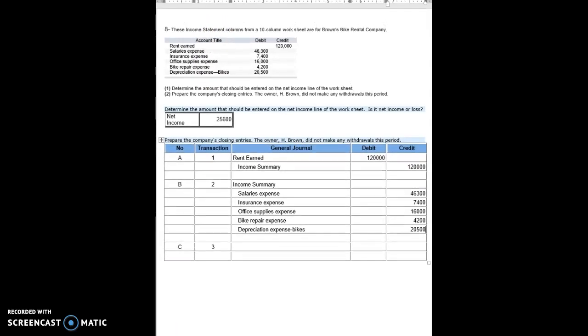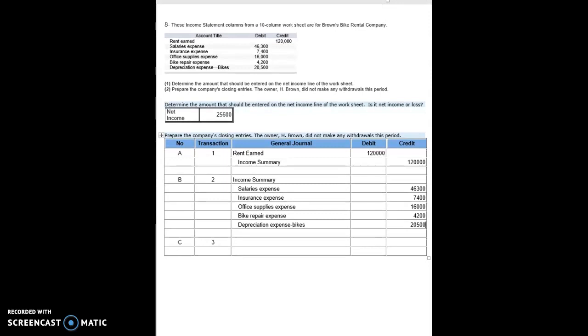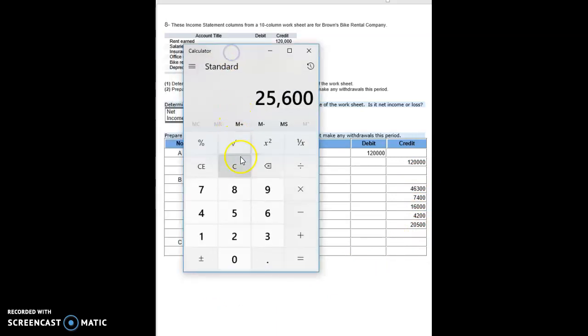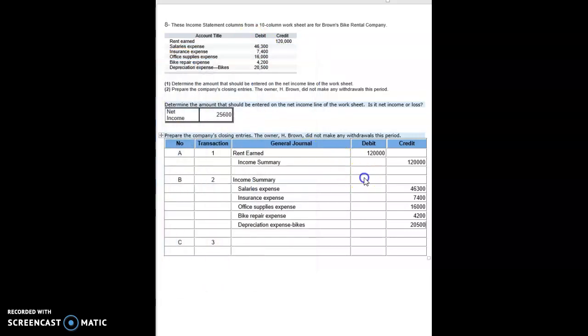So that's going to give us our balance in the account for income summary. So we're going to have a credit of $120,000. Now we're going to add up these amounts to figure out how much we put in that income summary account. So let's add them up. We're going to have $46,300 plus $7,400. We have $94,400 as our total debit that we're going to put into that account.